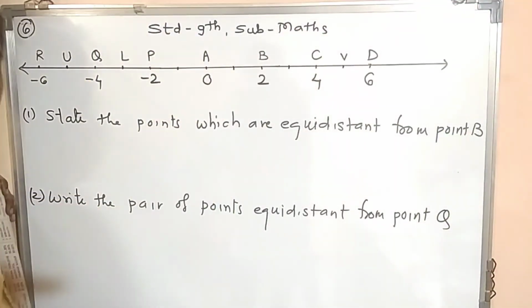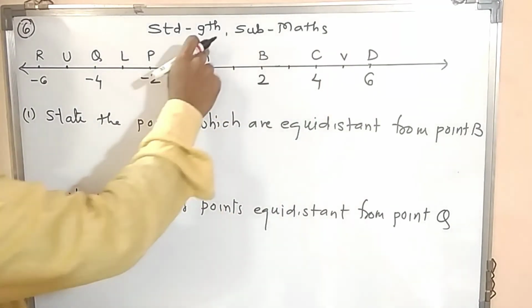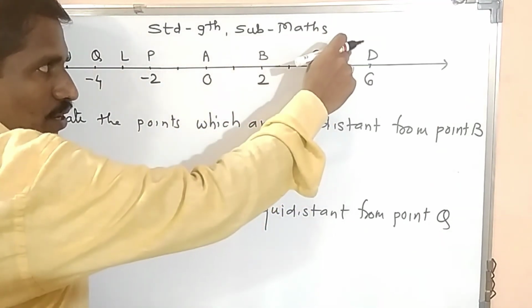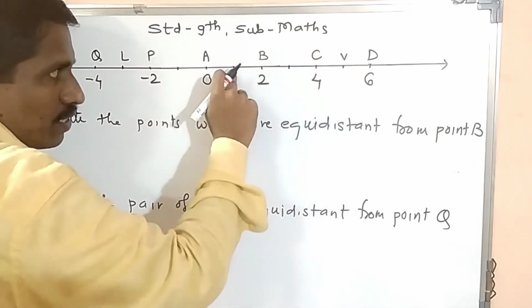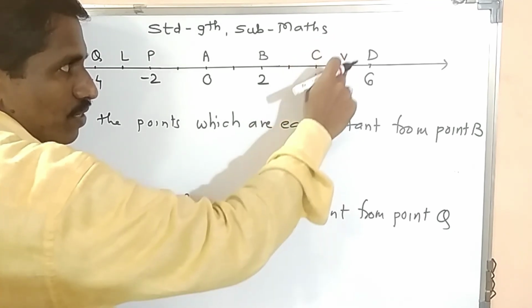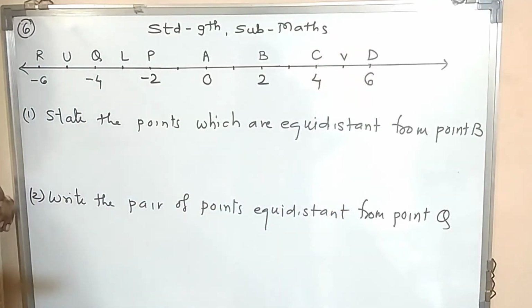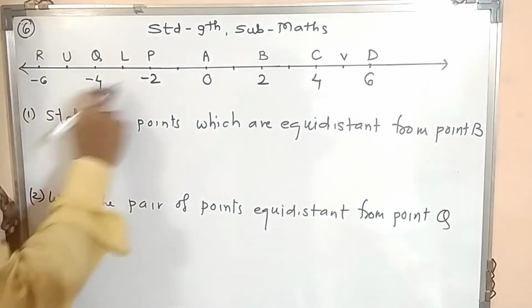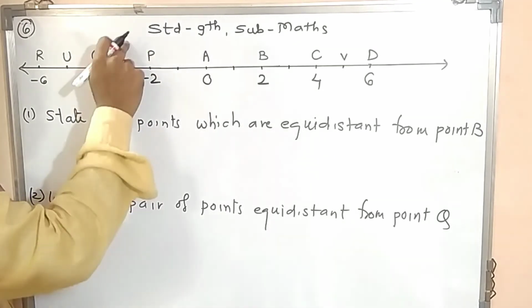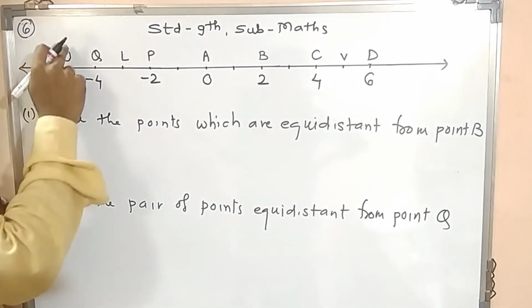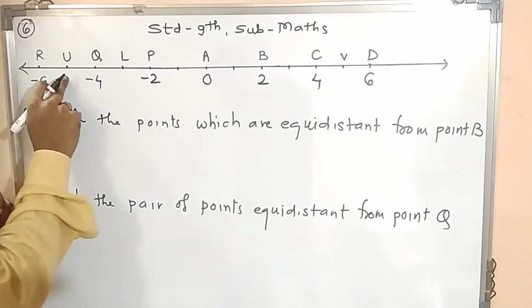With the help of the given figure, you have to answer the following questions. Here, a number line is given. Coordinate of point A is 0, B is 2, C is 4. The coordinate of the next point is not given, but I know that this is 1, 2, 3, 4 and 5 units. So the coordinate is 5, and this one is 6. Though the coordinates are not given, we can find them by their position. This is P, coordinate of P is -2. Coordinate of L is not given, but it is -3. Coordinate of Q is not given, but it is -5.